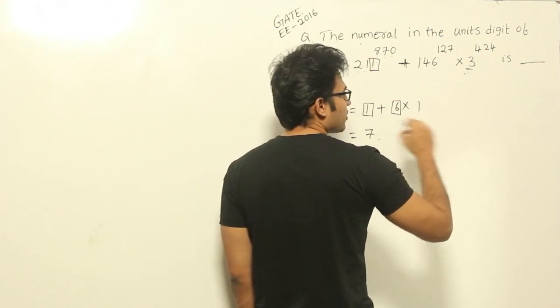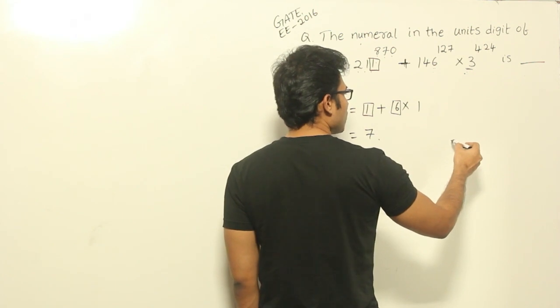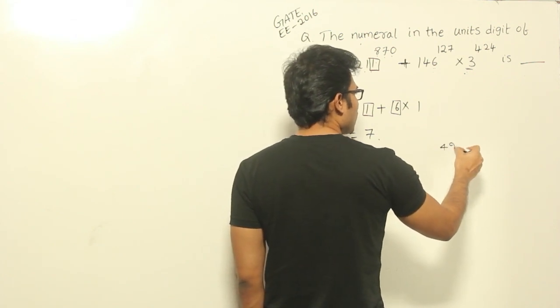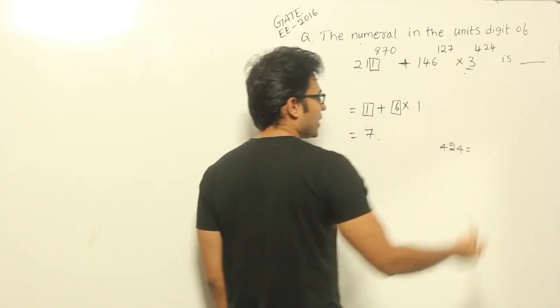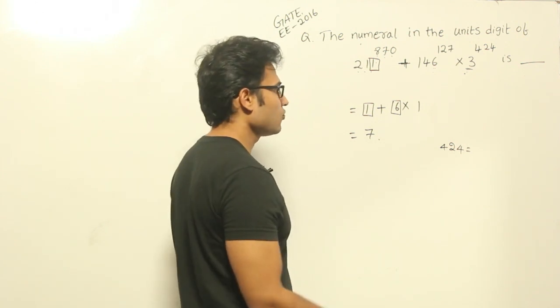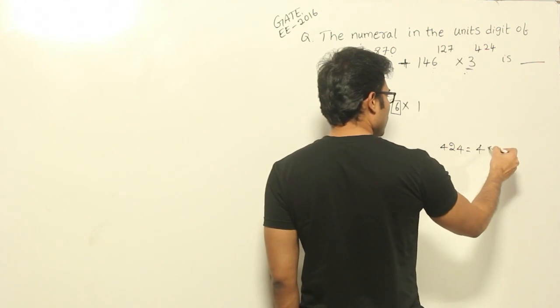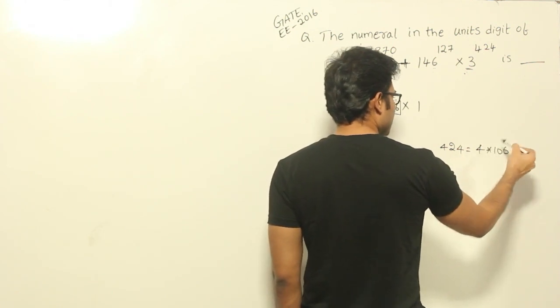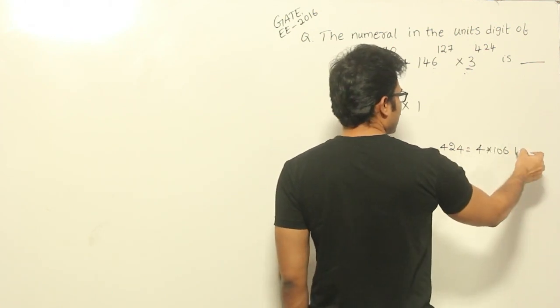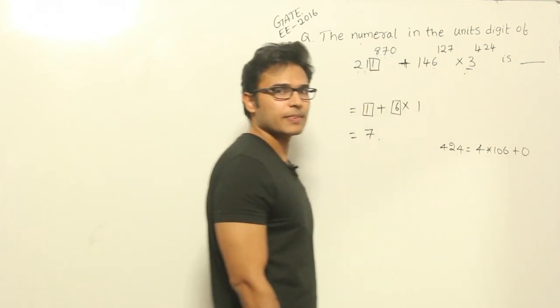Now let us say the cyclicity of this one is 4, and so you write 424 as an expression which is a product of 4 plus some remainder, right? So if you write it, it is going to be 4 into 106, right, plus 0. You can write it this way, right?